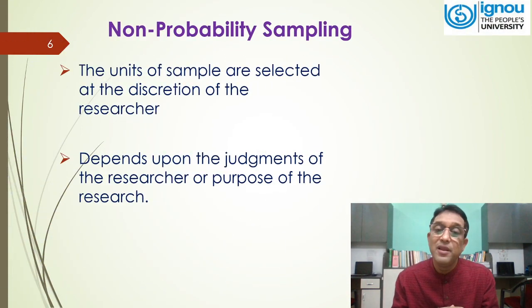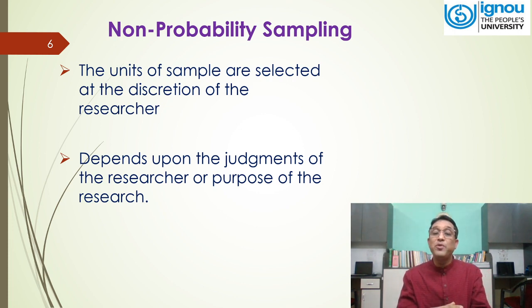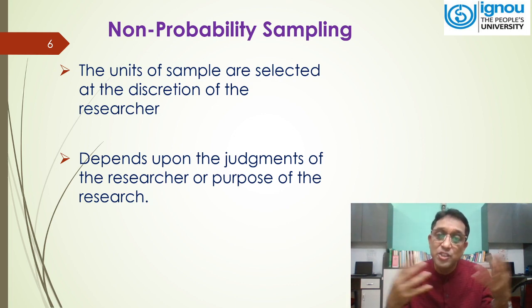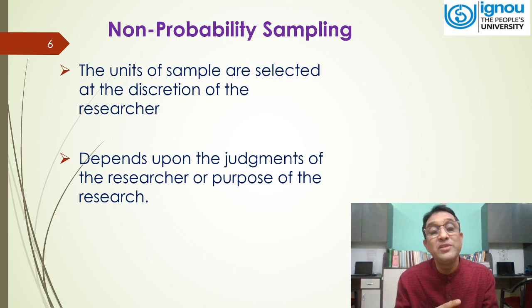Then further, let us now discuss the concept of what non-probability sampling is. Today we are going to discuss it. Here the units of the sample are selected at the discretion of the researcher. Friends, I have already said that in probability sampling there is no scope, no space for the researcher's bias or discretion. But so far as non-probability sampling is concerned, here the researcher's bias, the researcher's own judgment, the purpose of the research, and you can say the researcher's own discretion, the researcher can select the sample.